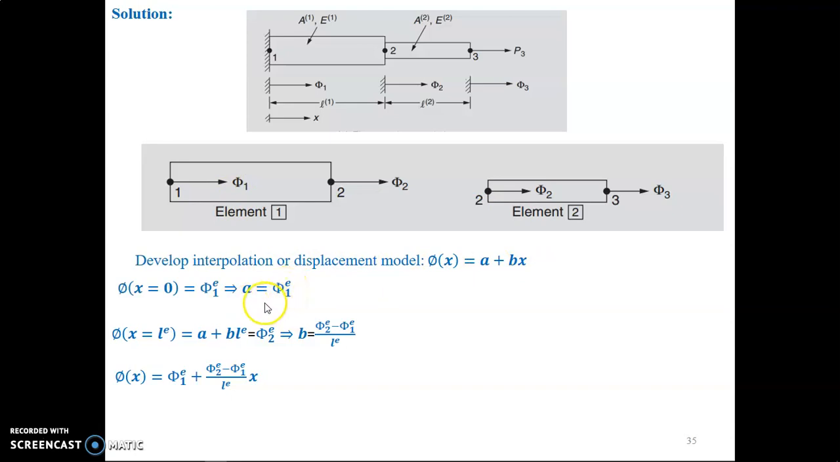Now using the other boundary condition, at x equal to L E, we have the displacement phi 2 E for the respective element. So when we substitute x equal to L E, we get a plus b L E equal to phi 2. From here we will obtain the value of b. So this will represent phi of x. This will be the interpolation model for the displacement, represented as phi 1, the displacement at node 1, plus this function b into x.